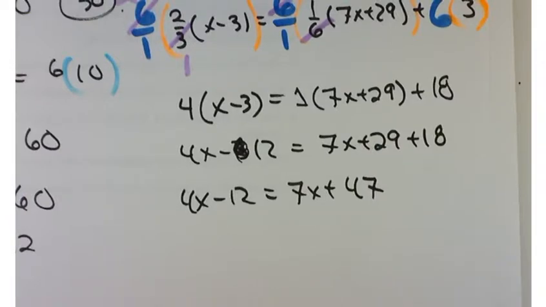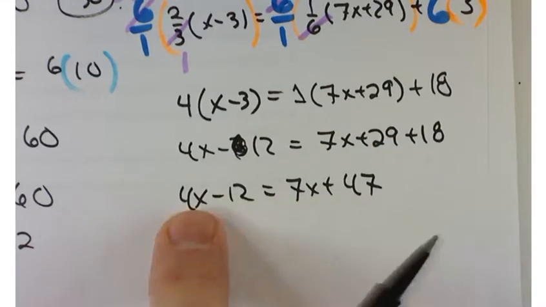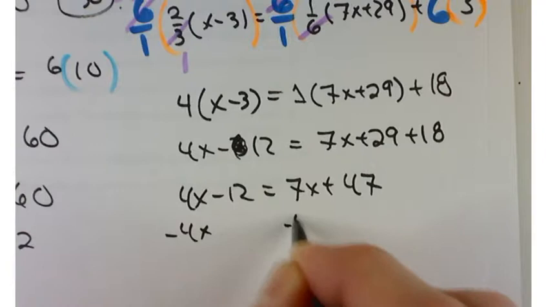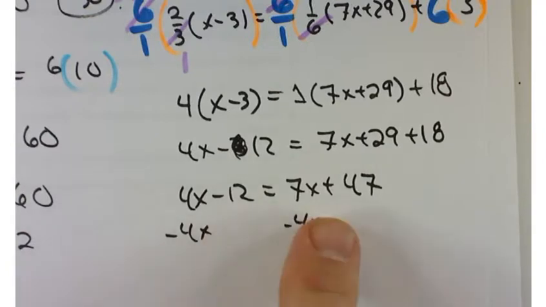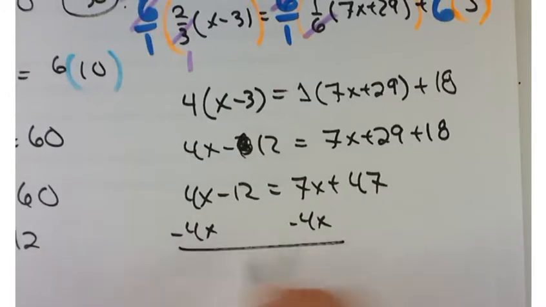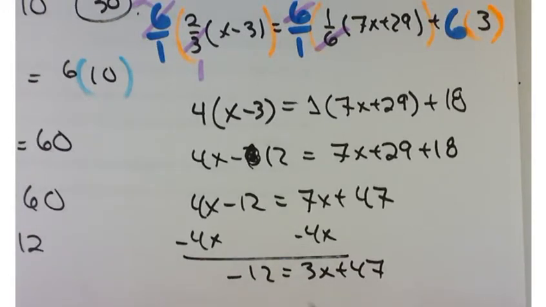Terry, according to Jeff's rule, what side of the equation should I put the variable on? The left-hand side or the right-hand side? Right-hand side, good, because 7 is bigger than 4. So I'll subtract 4x from both sides. That's going to put the variable on the right-hand side. So negative 12 equals 3x plus 47. If I subtract 47 from both sides, so minus 47, kind of running out of room here, that's okay. Negative 59 equals 3x.